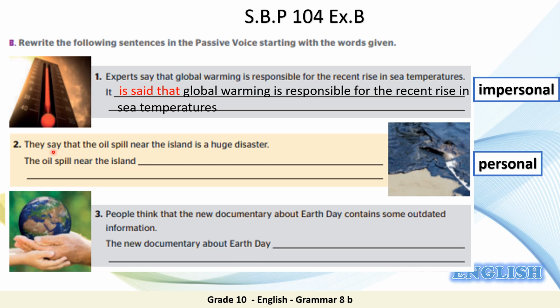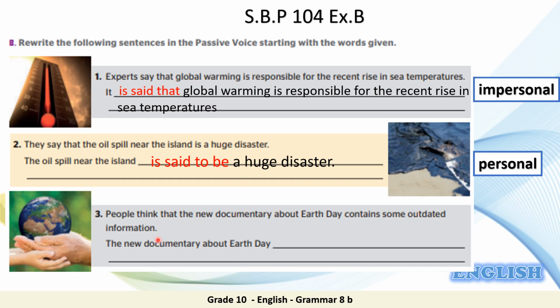So which verb are we going to change here? It's say. So the oil spill near the island, yes, that's right, is said to be a huge disaster. We have to change it here, is, to the infinitive form, which is be.